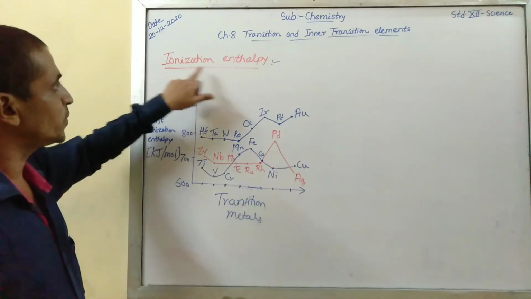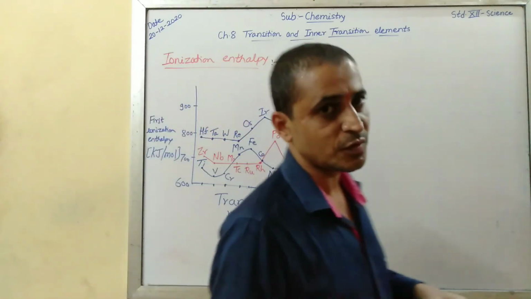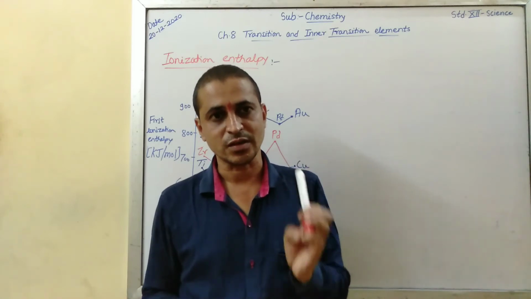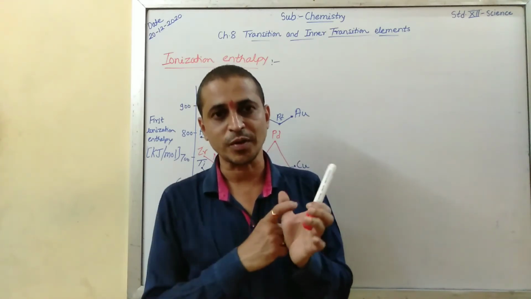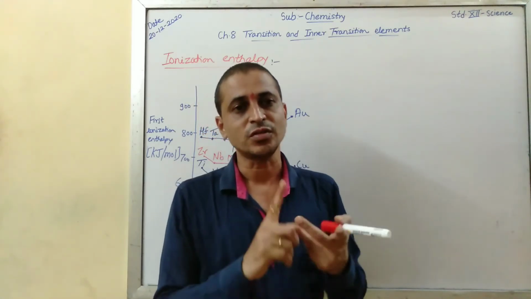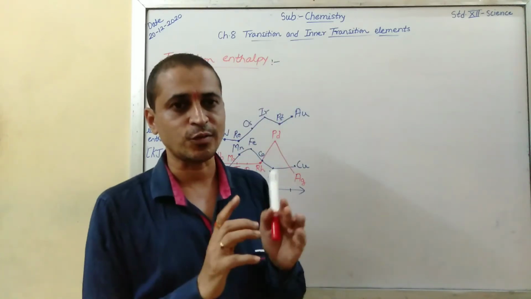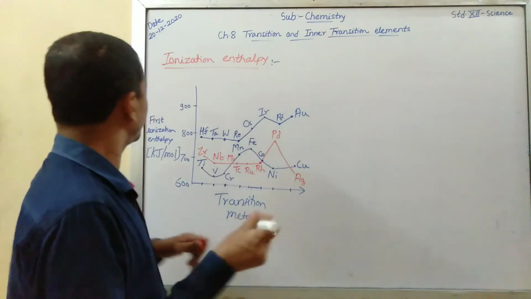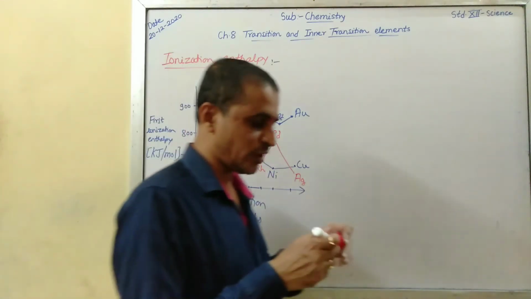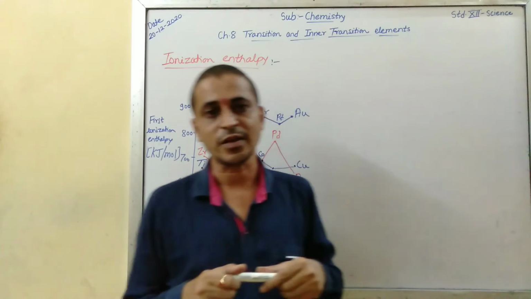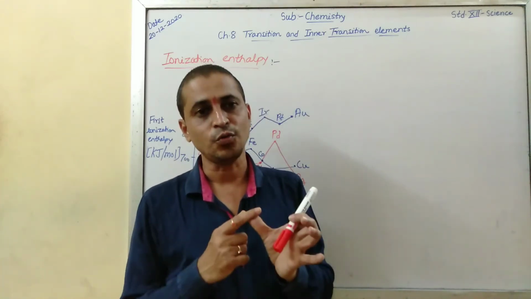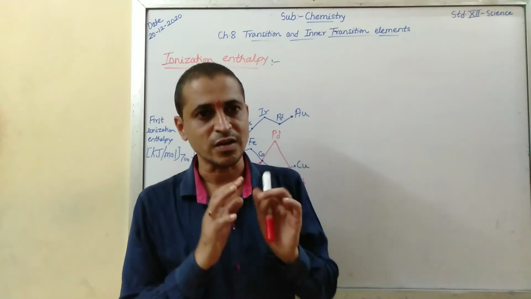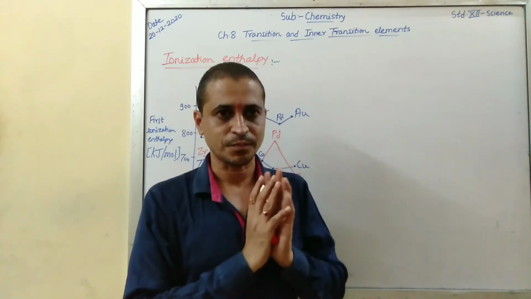Now see ionization enthalpy. Ionization enthalpy is also called ionization energy. That also we have studied in 11th standard. Ionization energy means the amount of energy required to remove the most loosely bound electron from an isolated gaseous atom from its outermost shell. Now it is about ionization enthalpy. You know that metals generally have low ionization enthalpy because the tendency of metals is to lose electrons.